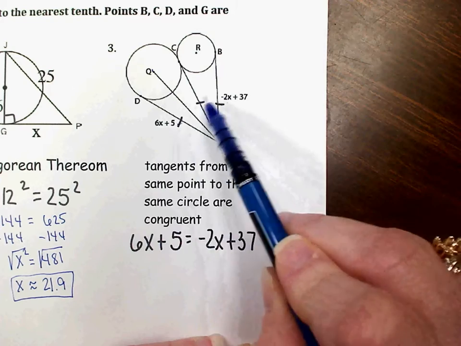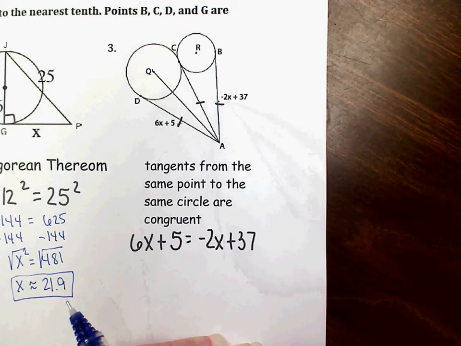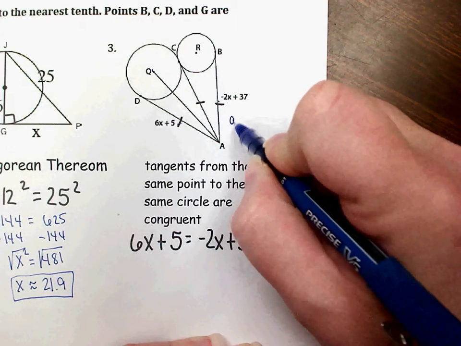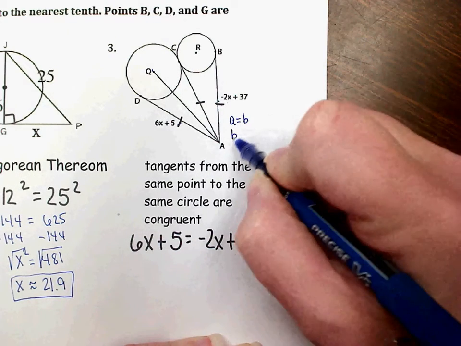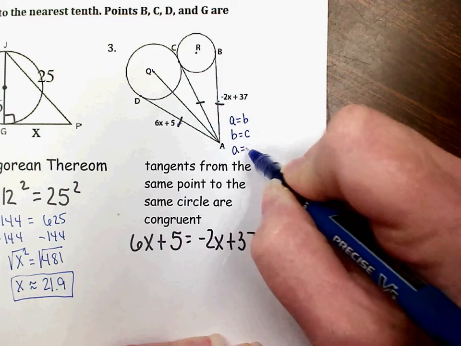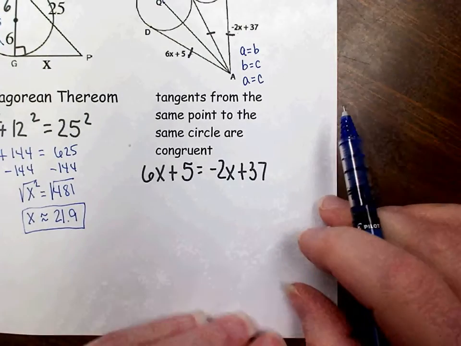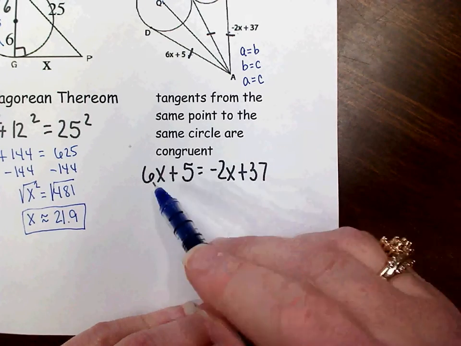So that tells us that these 2 tangents that we're given expressions for are also congruent to each other by the transitive property that says if A equals B and B equals C, then A has to equal C. So we can solve for x by simply setting those 2 expressions equal to each other. That's variables on both sides.